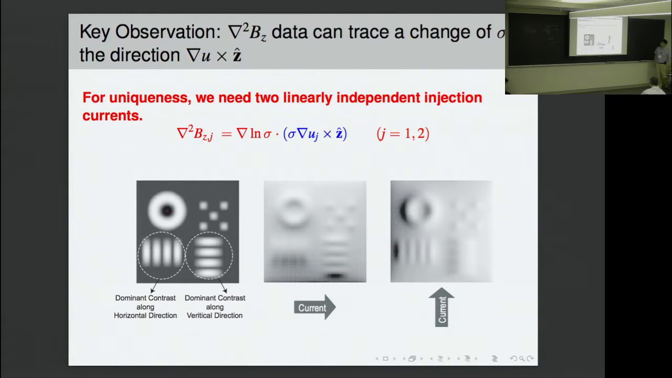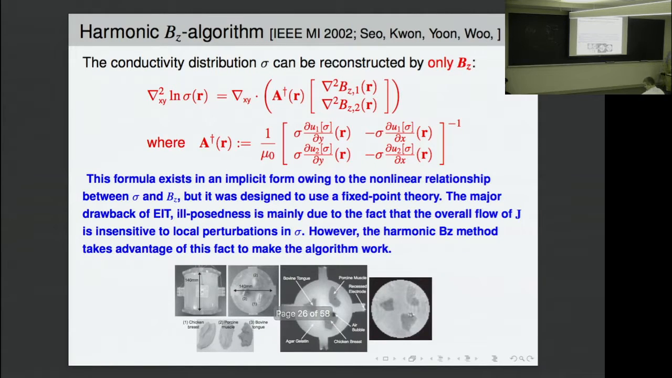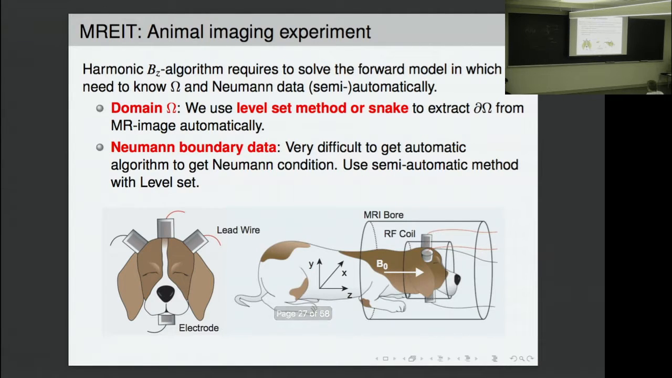But later on, I found that if we take the Laplacian, one directional derivative of the log of the conductivity can be measured. Aha, and you can get it. Then you apply two currents, and you are very successful in the reconstruction algorithm. This is our first image of the conductivity, and you can get very high resolution. Then you start the animal experiment.